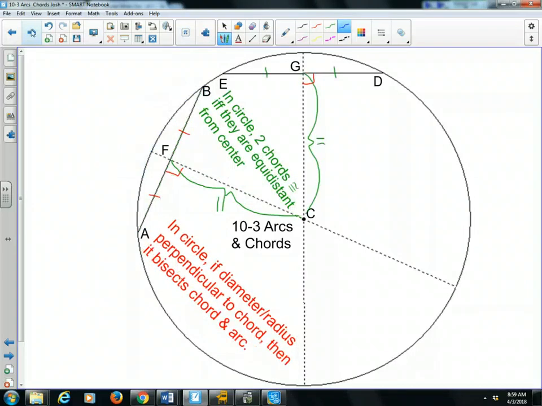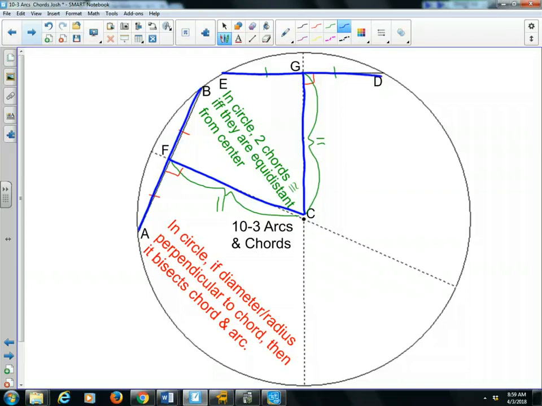Another property is that in a circle, two chords are congruent if and only if they are equal distance from the center. So if F to C is 11, and C to G is also 11, then the two chords, AB and ED, are congruent to each other.